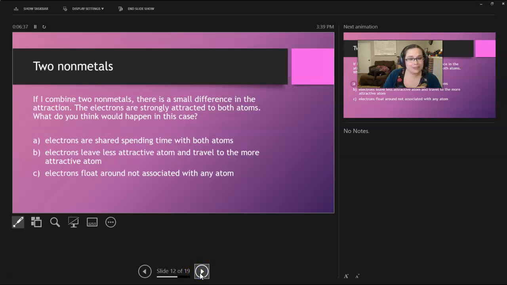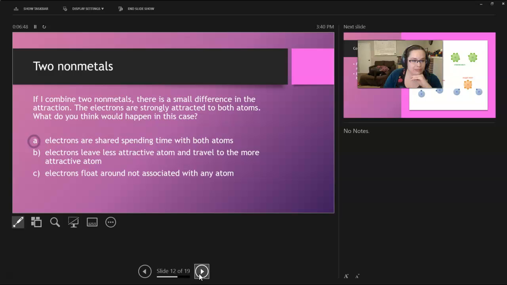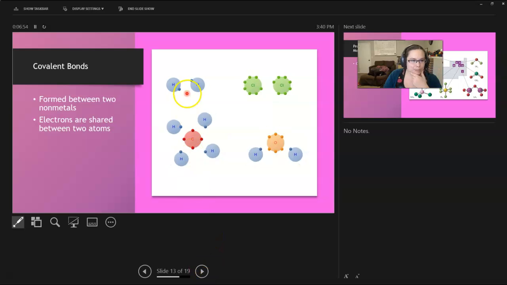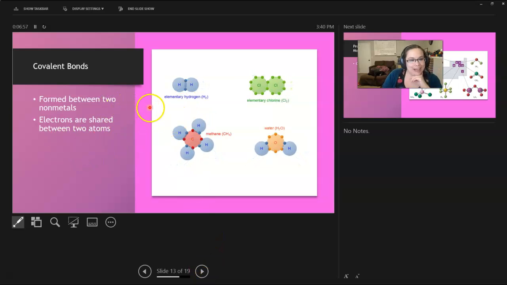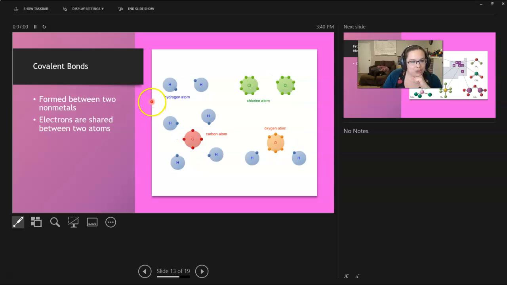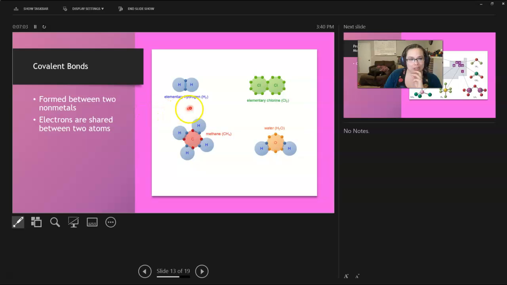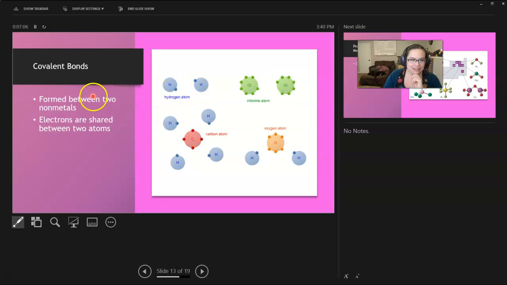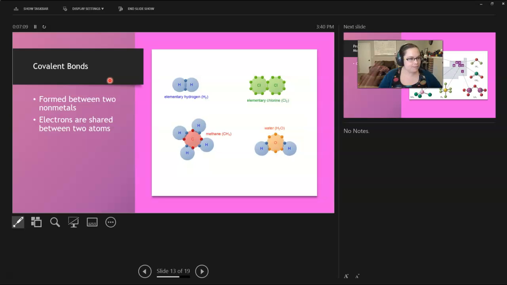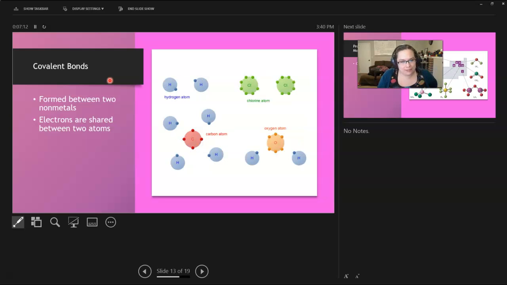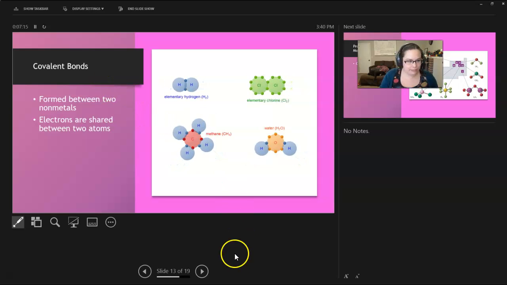If two nonmetals bond, there is a small difference in the electronegativity, so both of them strongly attract the electrons. As a result, the electrons are going to be shared between the two of them. Here's an example. You can see each hydrogen atom has one electron, and when the electron clouds overlap, they share, and the electrons are going to stay between the two nuclei. These are called covalent bonds. Covalent bonds are formed between nonmetals.